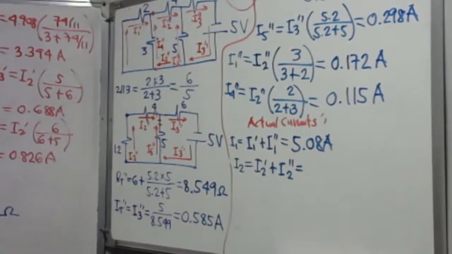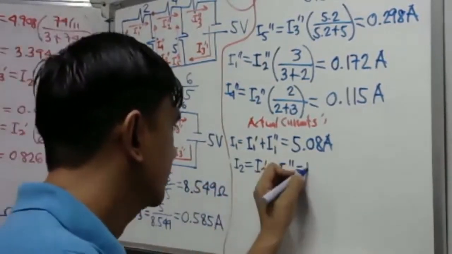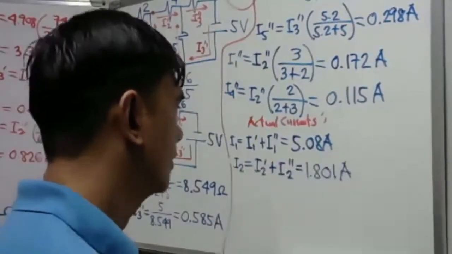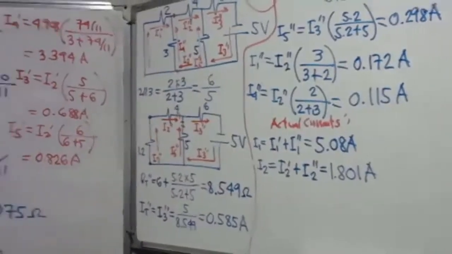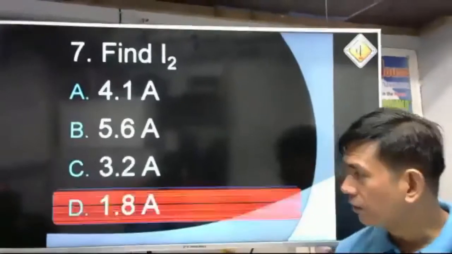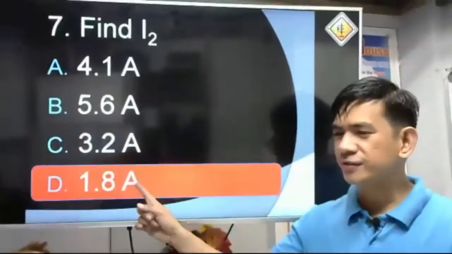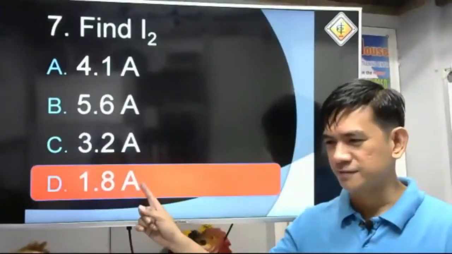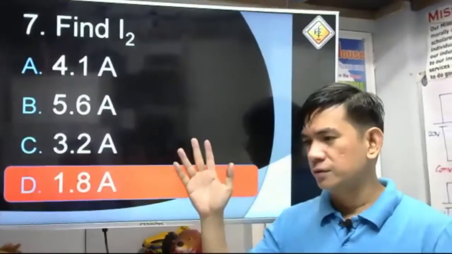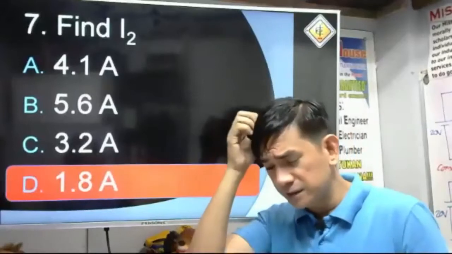So the answer here is 1.8 amperes. Actually, 1.8 amperes. Okay, what letter is that? For number 7, letter D. That's correct. Ayan, mga ka-aware pa. We are very sure. I think this is also our difference.